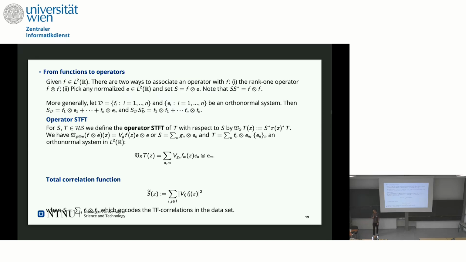This is closely related to the total correlation function. So the total correlation function, so-called because it identifies all correlations within a data set, looks at the pointwise sum of the STFTs or spectrograms. Turns out that if we take the Hilbert-Schmidt norm of the operator STFT at any point, this is going to give us the total correlation function at that point. Our operator STFT, in some sense, captures the correlations of our data sets, but it also has this structure in the operator sense of telling us where in the data set those correlations occur.